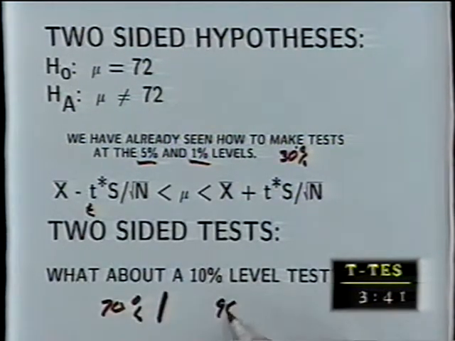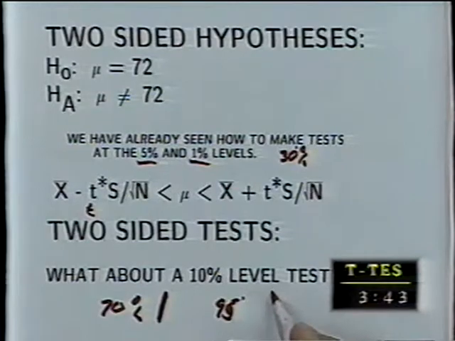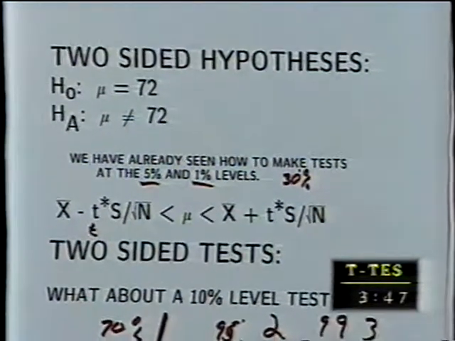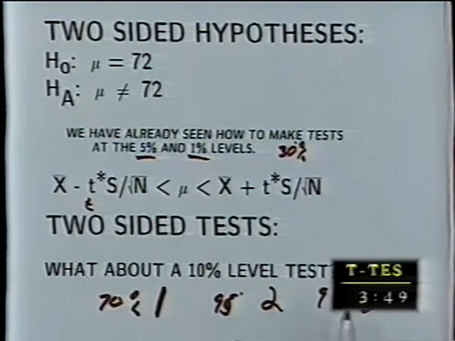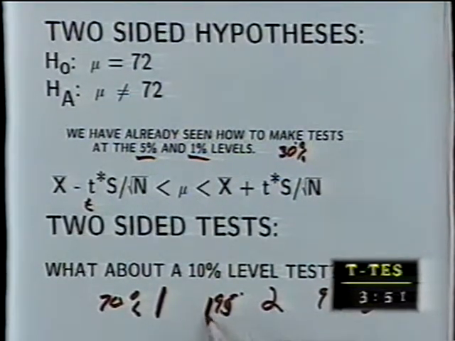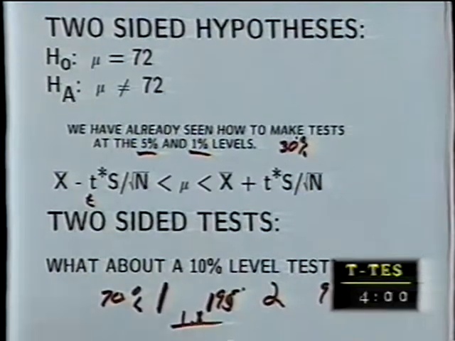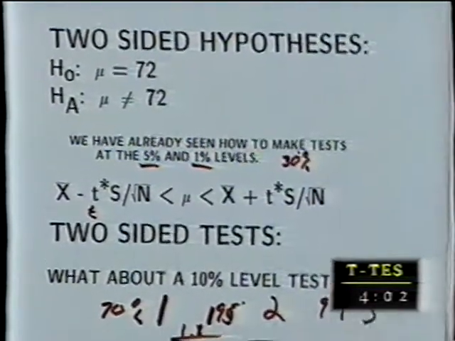If you used a 95% confidence interval, t would be 2, and if you used a 99% confidence interval, t would be 3. Well, that kind of means if you want a 90% interval, it's somewhere between 1 and 2. Right? Somewhere, maybe 1.8 or some number between 1 and 2 might give you a 10% level test. But what is that number? Well, we're going to see. We're going to see in a moment.